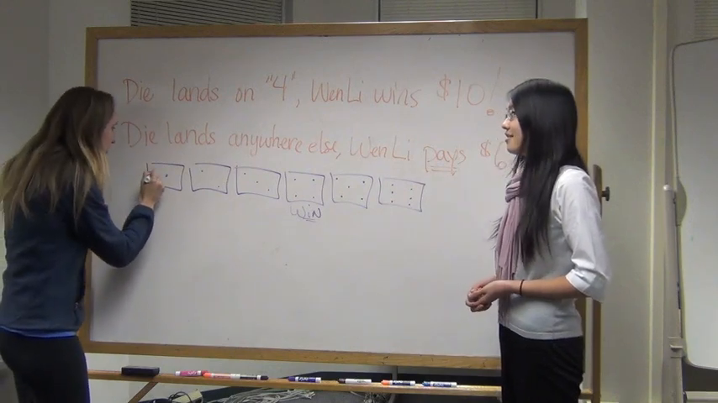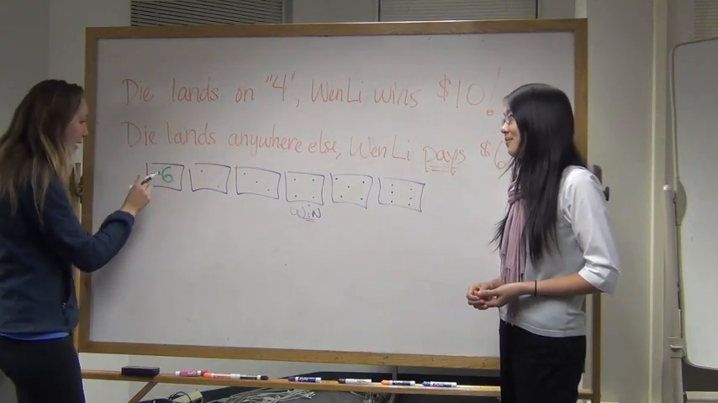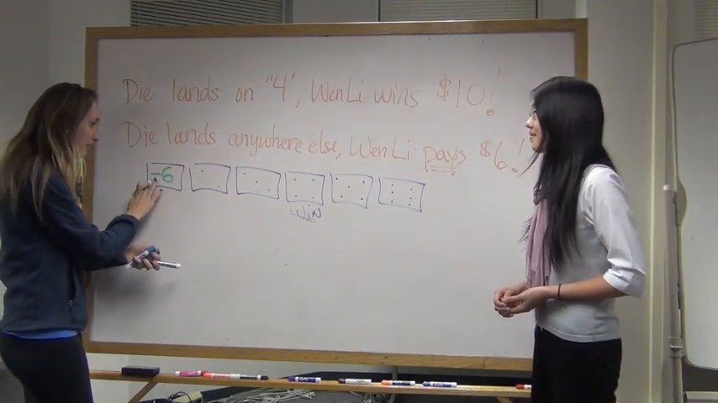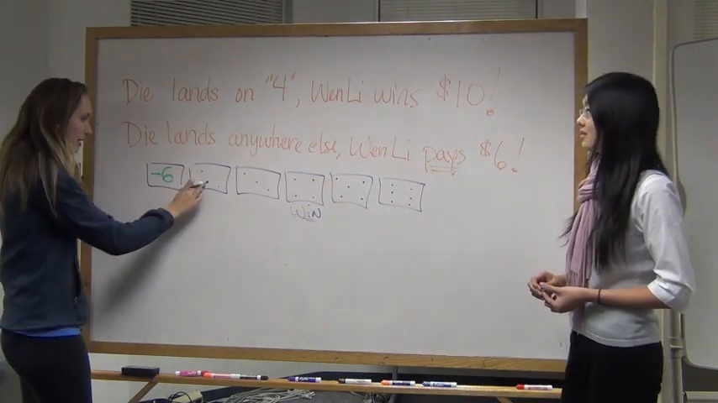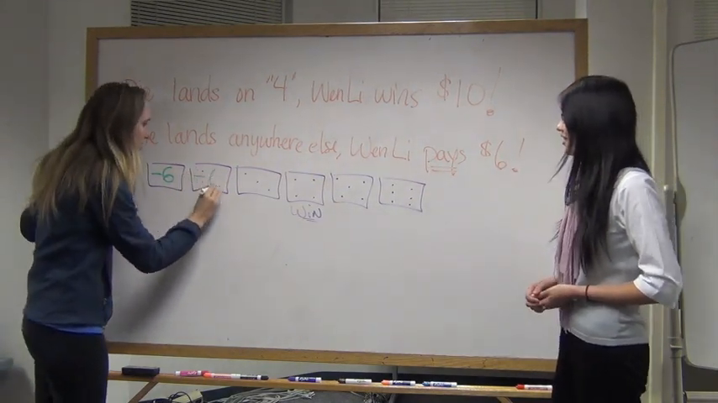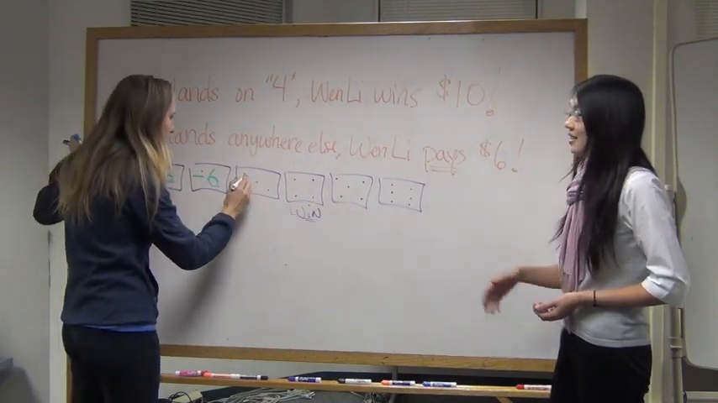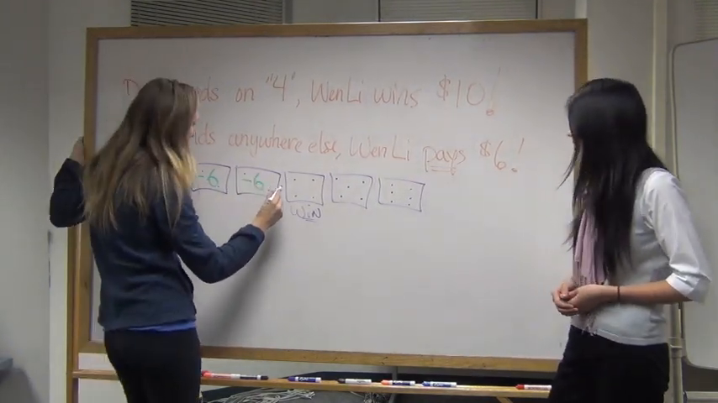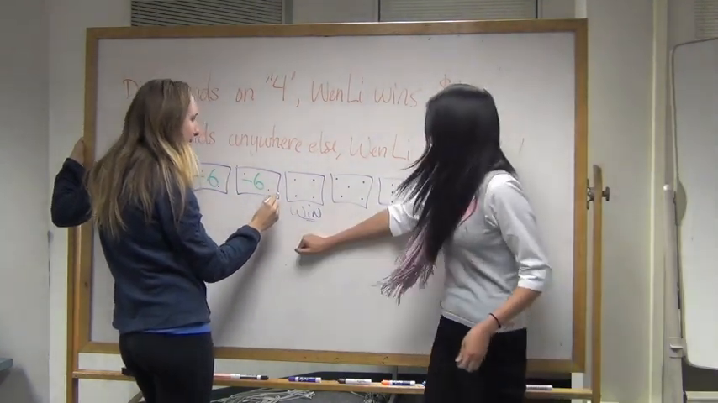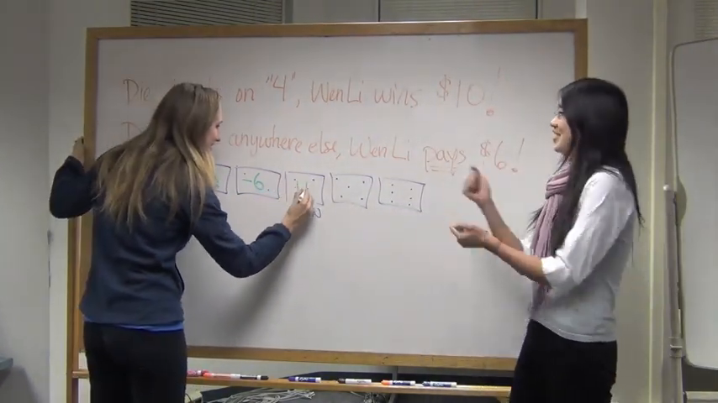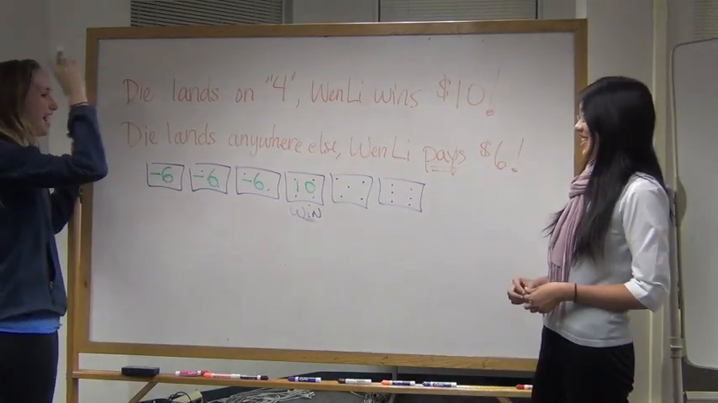That's right. So when it rolls on one, it basically means she loses $6. Okay, how about here? Negative six again. Another losing ticket, so another way for her to lose $6. And here? Negative six again. Another losing ticket. We're getting killed, Wenli. Oh yeah, number four. There it is. $10. The $10 side of the die.